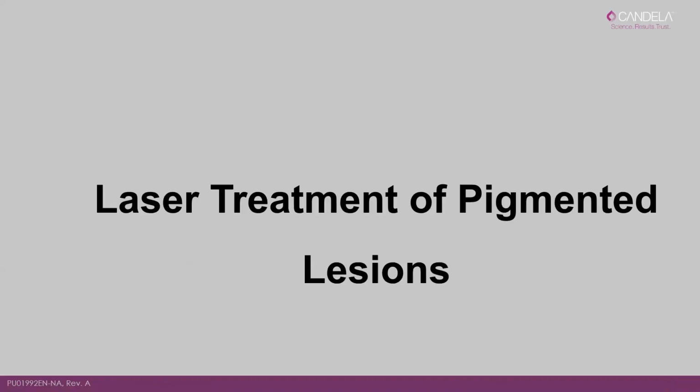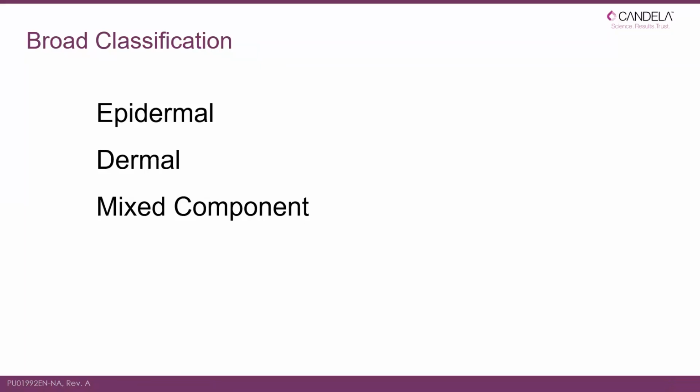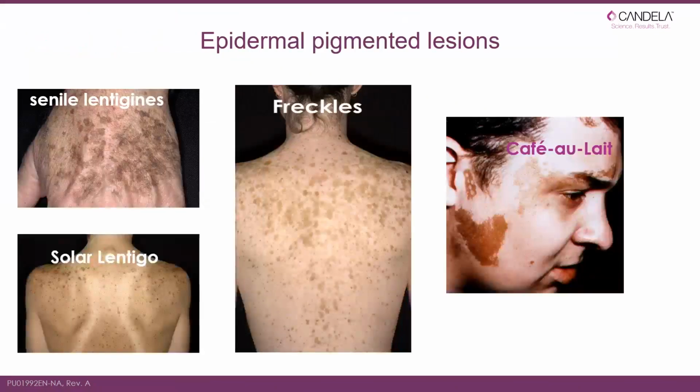So laser treatments of pigmented lesions. Let's have a look at what we've got here. So if we think the broad classification of pigmented lesions, they can either be epidermal, they can be dermal, or they can be a mixture of both the epidermal and the dermal. Examples here of epidermal pigments. So we can have lentigos, freckles, or café au lait. So these pigmented lesions are all sitting very superficially in the epidermal layer rather than either in a mixture or deep down into the dermis.